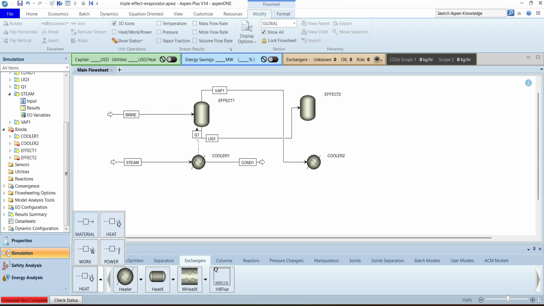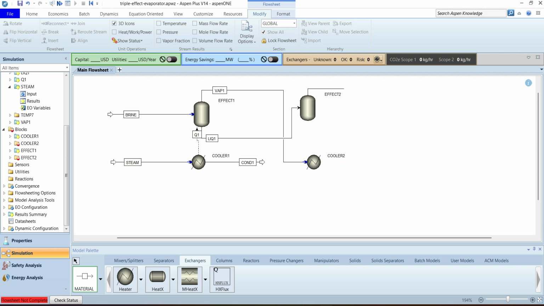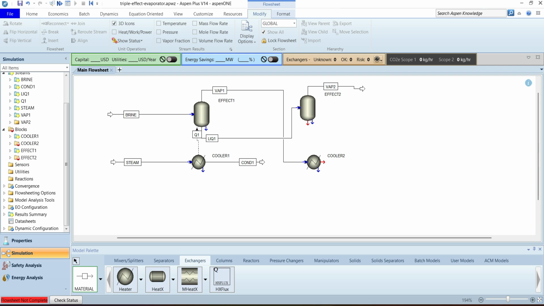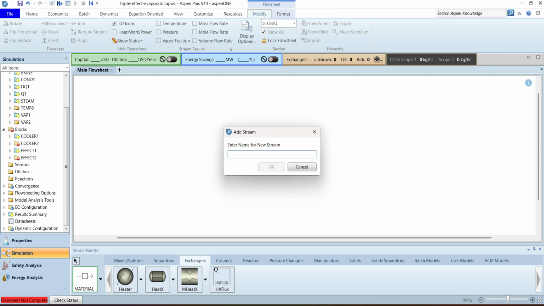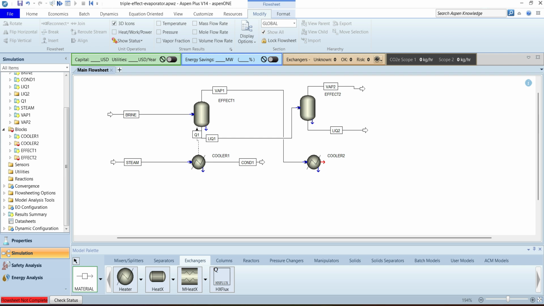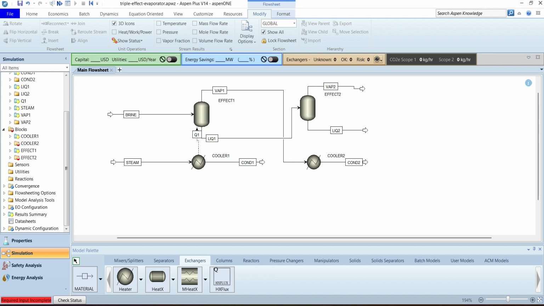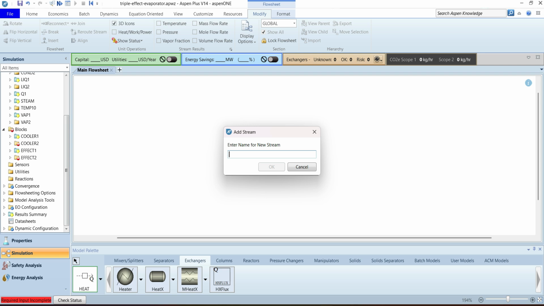Similarly, attach a material stream, a vapor stream from the second effect, let's call it vapor 2, and one liquid stream from the second effect, let's call it liquid 2. And the condensate from the second cooler, let's call it condensate 2. Similar to the first effect, let's integrate both of these units by a thermal energy stream. Let's pass the thermal energy from the cooler block to the flash 2 column. Let's call it Q2.